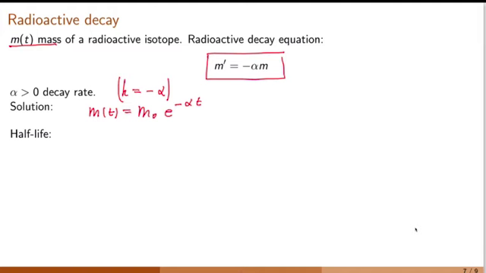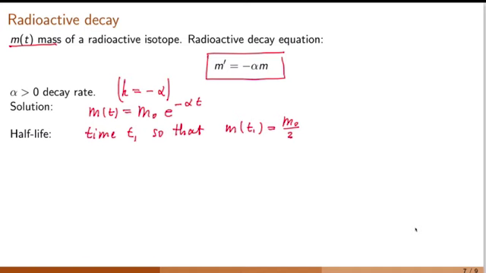Now in the context of radioactive decay, there's always a report about the half-life of a radioactive isotope, and so we would like to compute the half-life. How is the half-life related to this alpha in our equation? So half-life is the time, which I call maybe t1, so that the mass of the radioactive isotope is exactly half of what it was in the beginning. So it is a time where m at this time t1 is equal to m0 over 2. It's just half of the original mass.